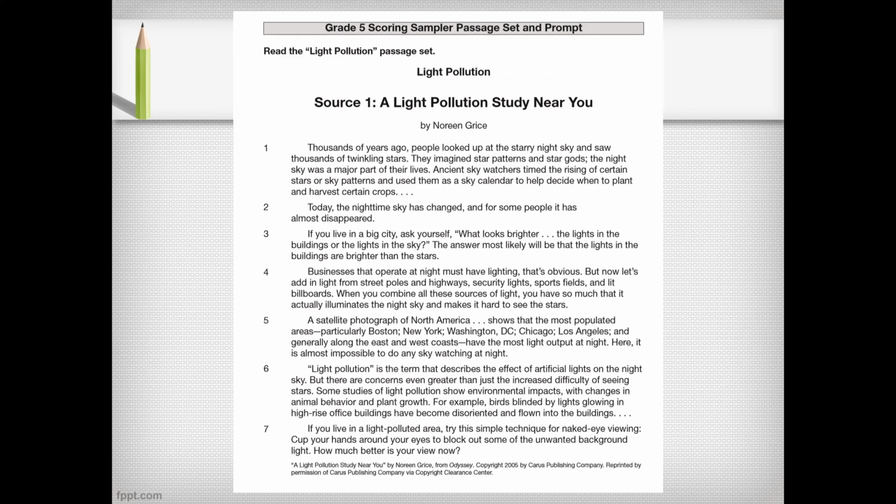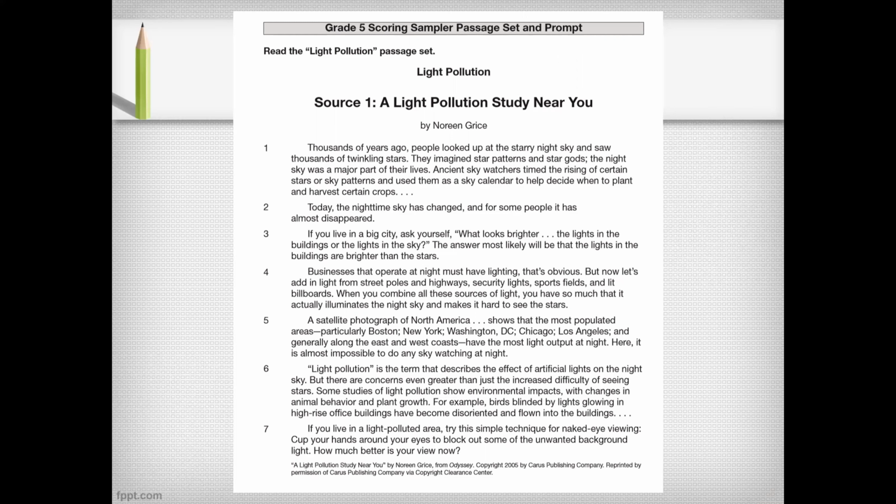Today, the nighttime sky has changed, and for some people, it has almost disappeared. If you live in a big city, ask yourself, what looks brighter, the lights in the buildings or the lights in the sky? The answer most likely will be that the lights in the buildings are brighter than the stars. Businesses that operate at night must have lighting, that's obvious. But now let's add in light from street poles and highways, security lights, sports fields, and lit billboards. When you combine all these sources of light, you have so much that it actually illuminates the night sky and makes it hard to see the stars.